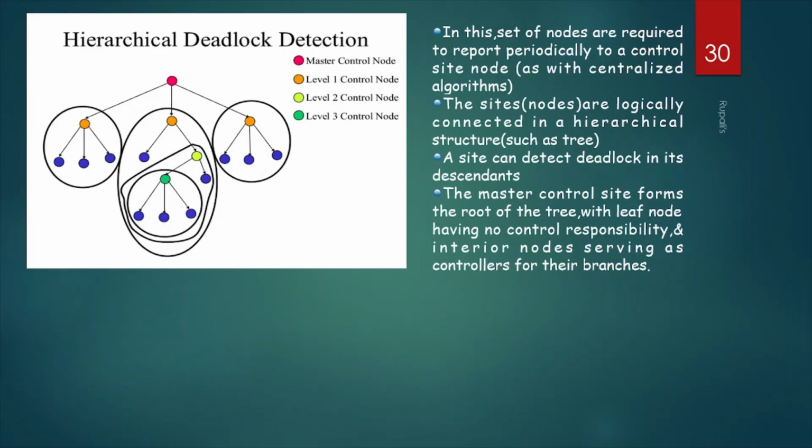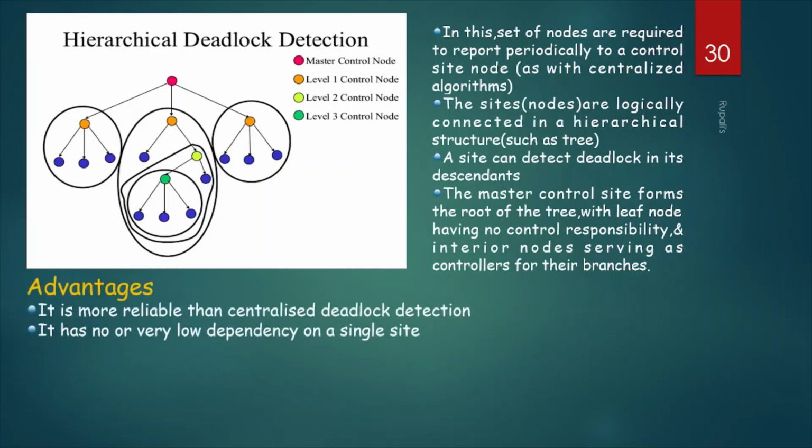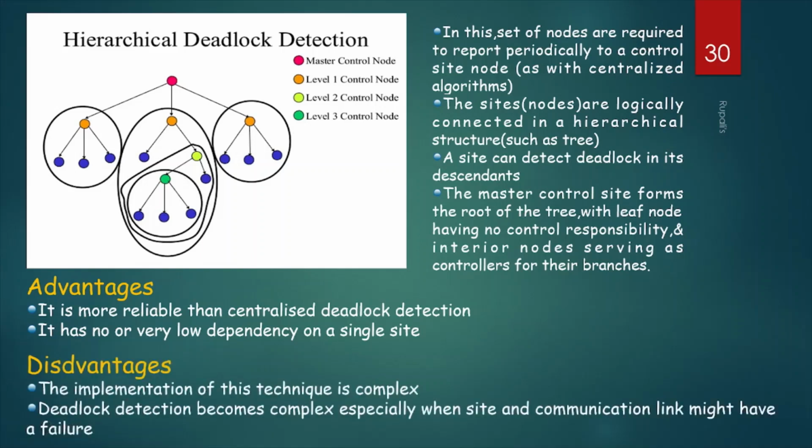So what is the advantage of hierarchical deadlock detection? It is more reliable than centralized deadlock detection as every control node controls its branches. It has no or very low dependency on a single site. And what is the disadvantage? The implementation of this technique is very complex. Deadlock detection becomes complex when site or communication failure occurs.